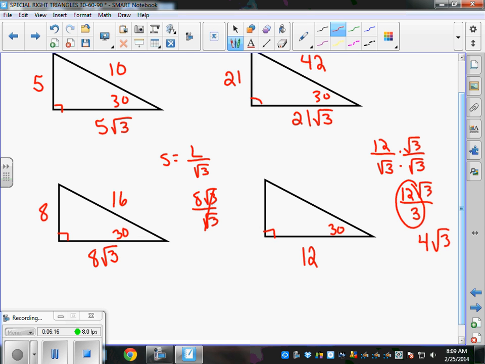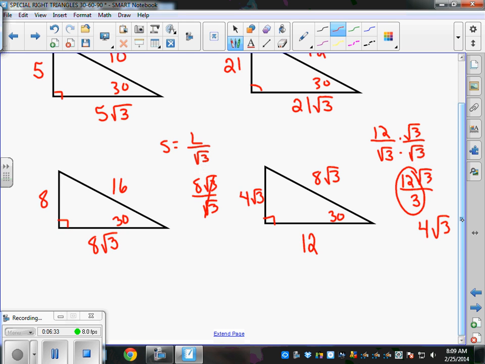Now that's going to be the length of the short side. So this is 4 square root of 3. Then remember that to get the hypotenuse, you just double that. So if I take 4 square root of 3 and double it, I get 8 square root of 3. So that's all there is to it.